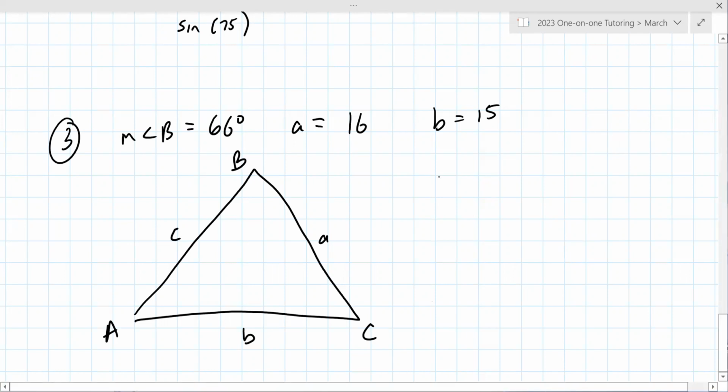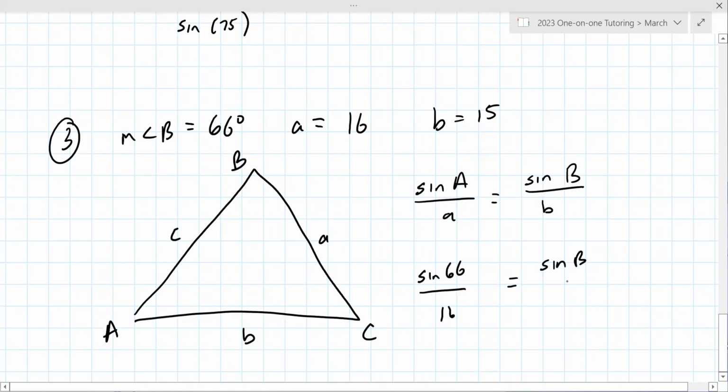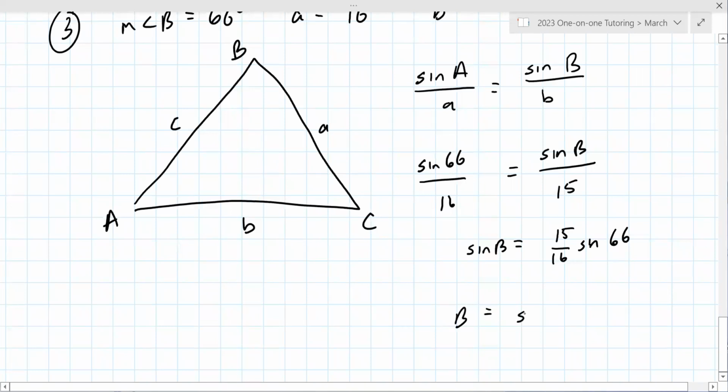So first thing we're going to find is A. We're going to go sine A over a equals sine B over b. So we have sine 66 over 16 equals sine of the unknown over 15. Now, I kind of violated my own rule here. I really should have put the unknown in the top left, but that's okay. We'll just switch around here. So sine B equals 15 over 16 sine 66. And then you take a sine inverse.